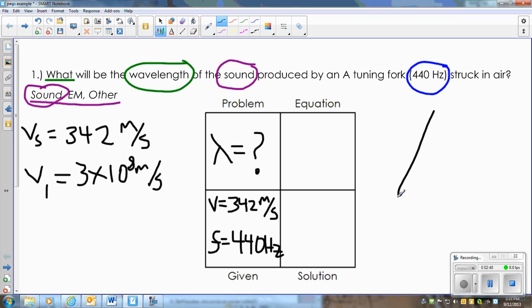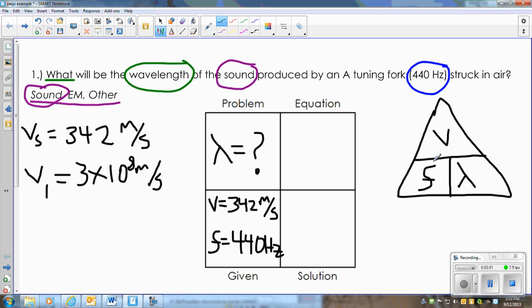The next step is your equation. These are going to come back to the only equation we have so far. Again, this should be on the reference page of your notebook, but it's this one where V on top, then frequency and wavelength on the bottom. If you cover up wavelength, what you have left over is speed on top of the triangle and frequency on the bottom. So that means that wavelength is equal to speed divided by frequency.